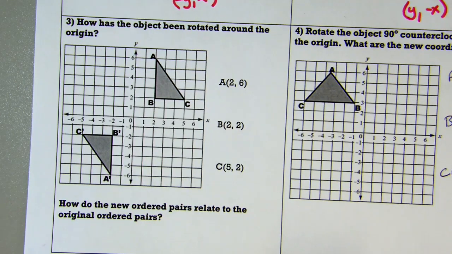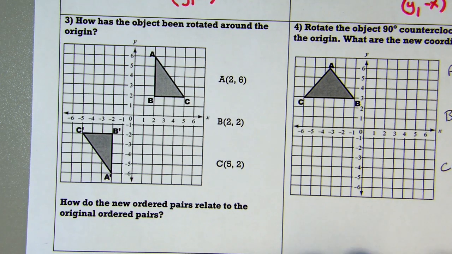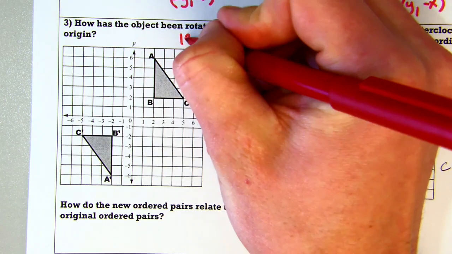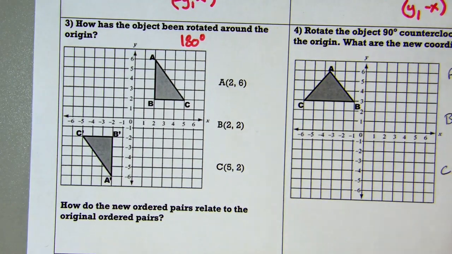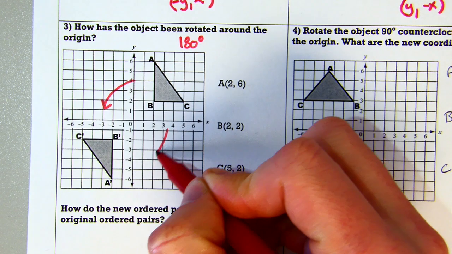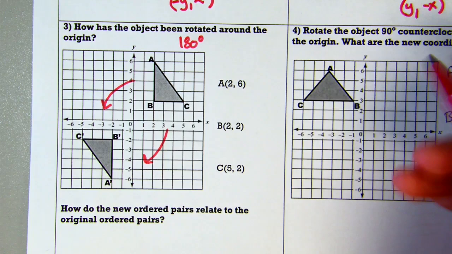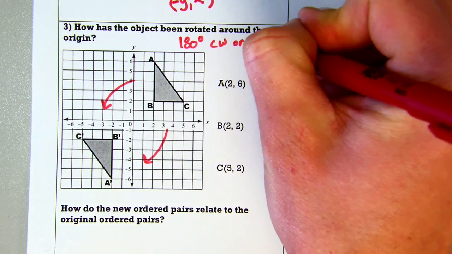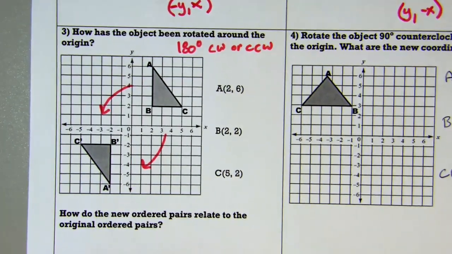Let's look at number 3. How has the object been rotated around the origin? Notice how it's moved 2 quadrants, so we know that there has been a 180 degree rotation. We can go this way, or we can go this way. It doesn't matter which way we go, so it is either clockwise or counterclockwise. Either one is fine.